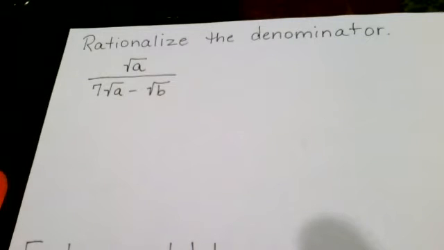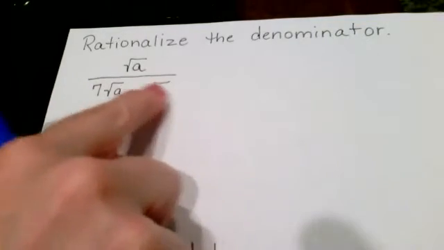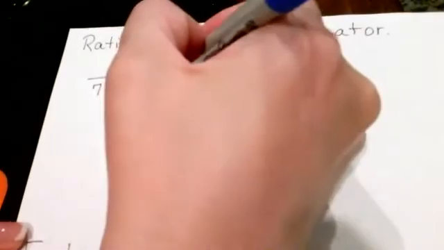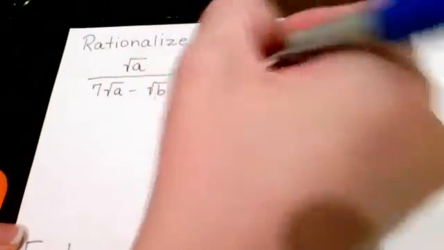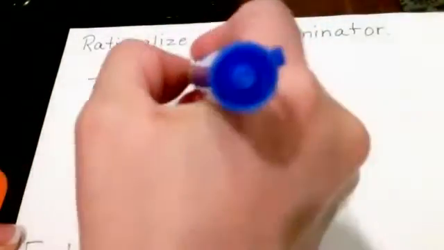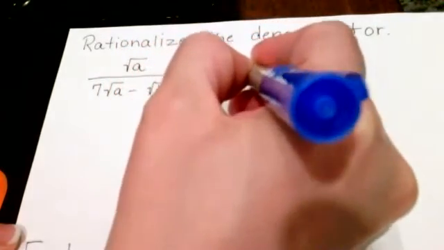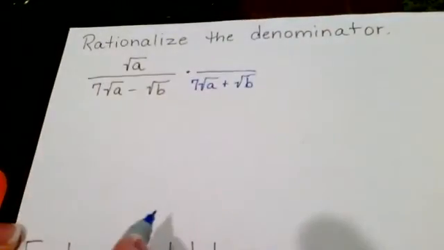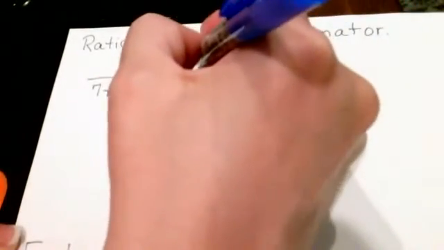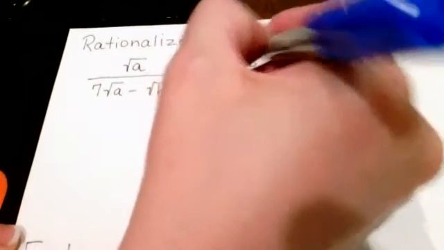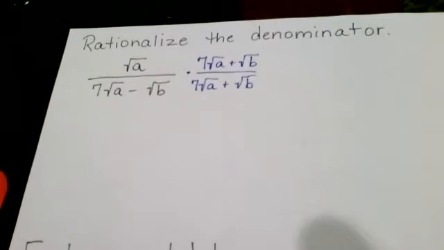We're going to rationalize the denominator in this problem, and our goal is to get rid of the radicals in the denominator. To do this, we're going to multiply the top and the bottom of our fraction by the denominator, but we're going to change the sign on it. Instead of having a subtraction, we're going to have an addition. We call this the conjugate of the denominator.